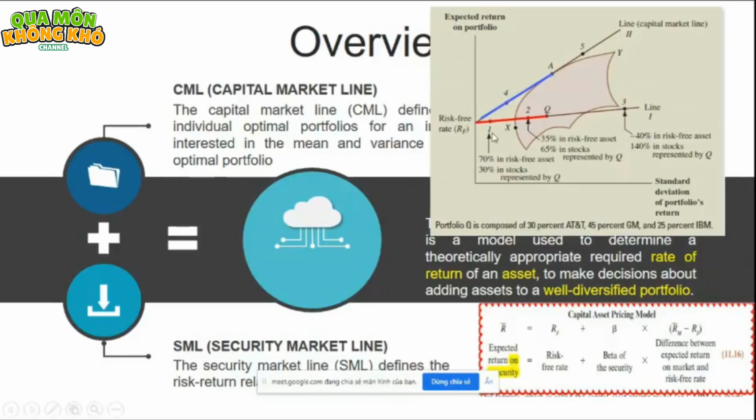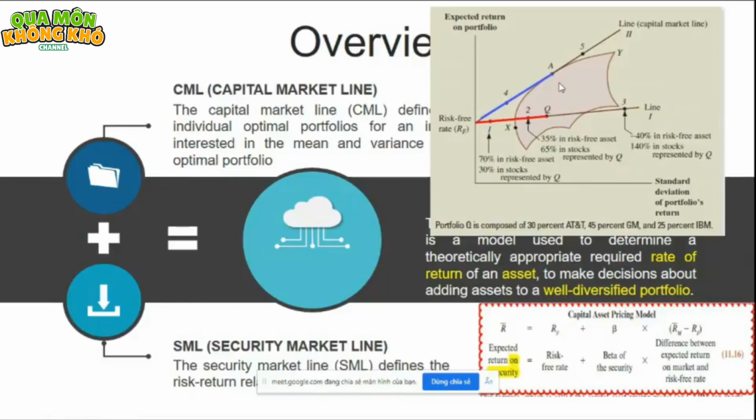Although you can obtain any point on this line, no point on this line is optimal. Why? Because whatever point you can obtain on line 1, you can achieve it on line 2, which is the capital market line, at the same standard deviation but with a higher expected return. So line 2 here can be viewed as the efficient set of all assets, both risky and riskless.